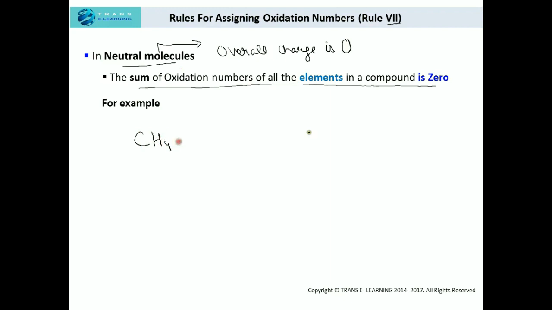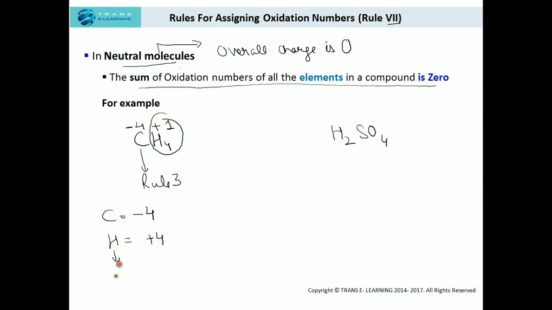This is CH4 and H2SO4. Now, as per rule 3, hydrogen will have the +1 oxidation number, and the carbon will have -4. So if we see, the overall charge on the carbon is -4, whereas the overall charge of hydrogen will be +4. Why? Because one hydrogen atom has an oxidation number of +1. So 4 of them will have the total charge as +4. So the methane molecule is overall a neutral molecule. The overall charge is 0.